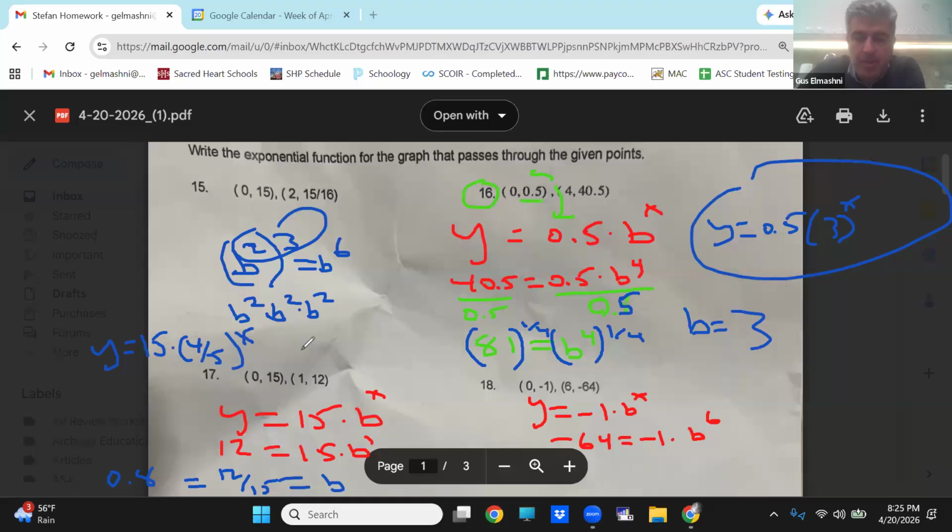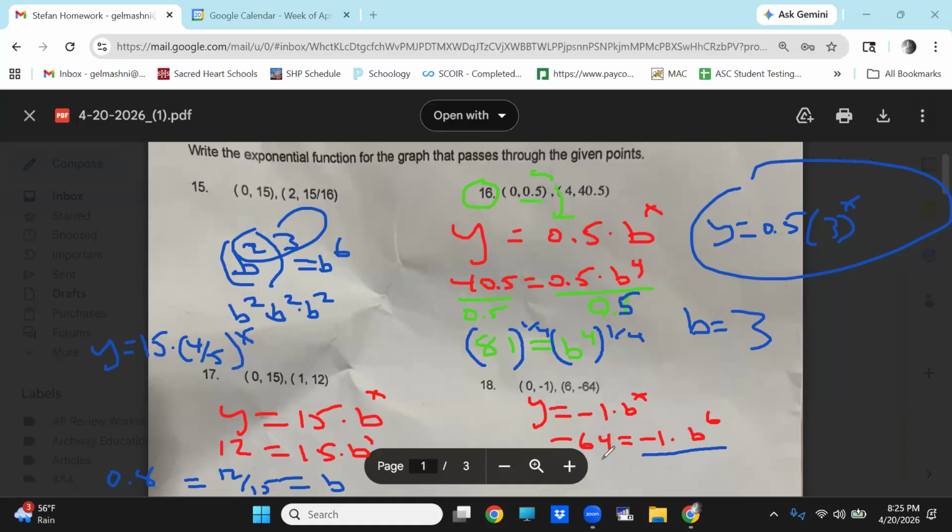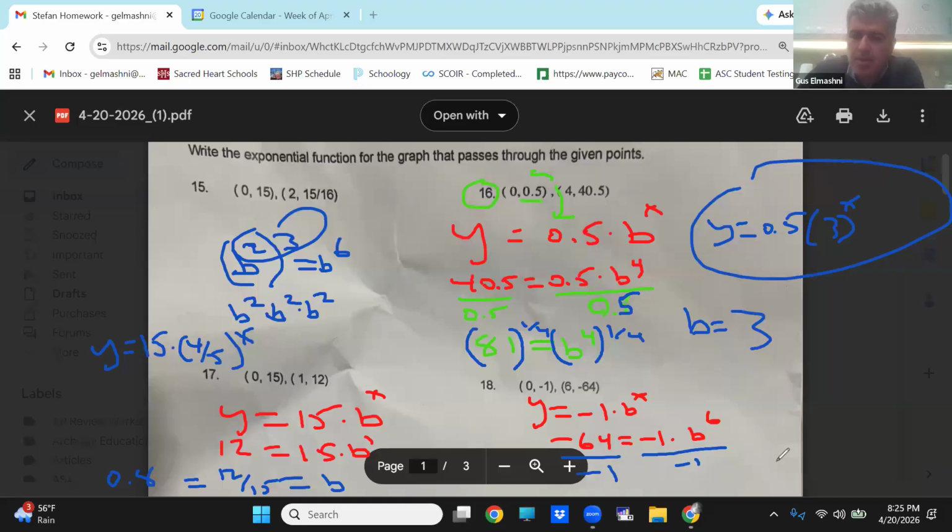Okay, here. Again, your goal is to get b by itself. There are two things happening: it's being multiplied by -1 and it's being raised to the sixth power. What should be my first step in getting b by itself for number 18? I thought -1 is being multiplied, not added. Oh, so you divide. Right, always do the opposite. So 64 equals b to the sixth.